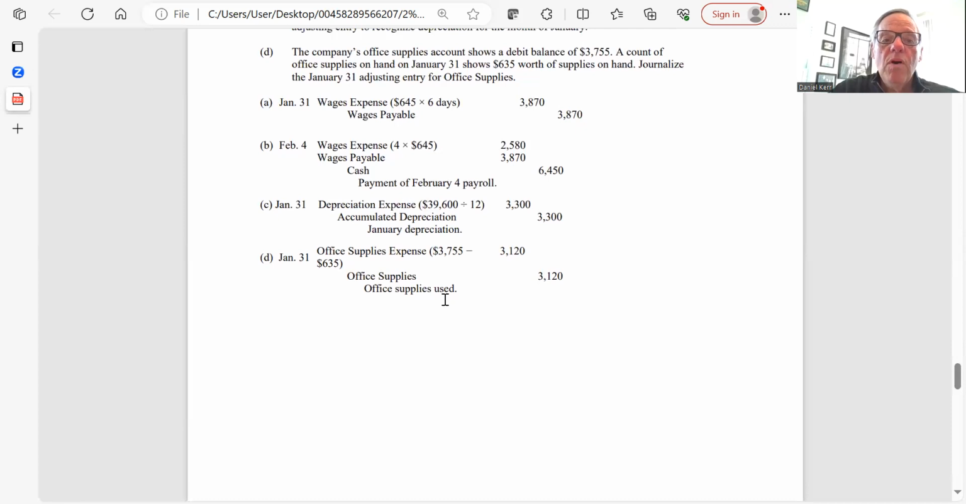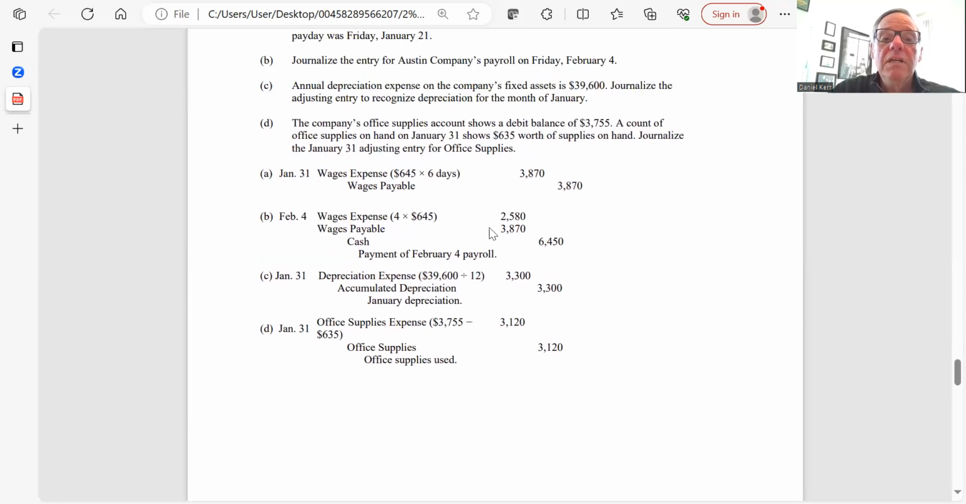And then the last one, office supplies that were used up. It's the difference between the office supplies balance, which was 3,755, and the amount that was left over, which was 635. So the difference was the amount that was used up. Debit to supplies expense, credit to office supplies.